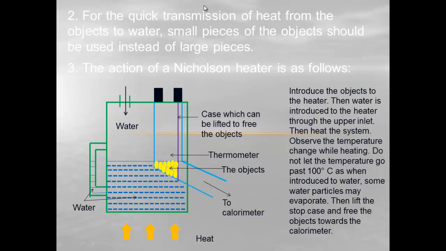So for the quick transmission of heat from the objects to water, as the second important step, small pieces of objects should be used instead of large pieces. When using large pieces, the temperature of the outer surface of the objects may not be equal to the temperature of the inner surface, because there's a temperature distribution. There's a large distance over which the temperature can distribute, so the temperature difference may not be zero.